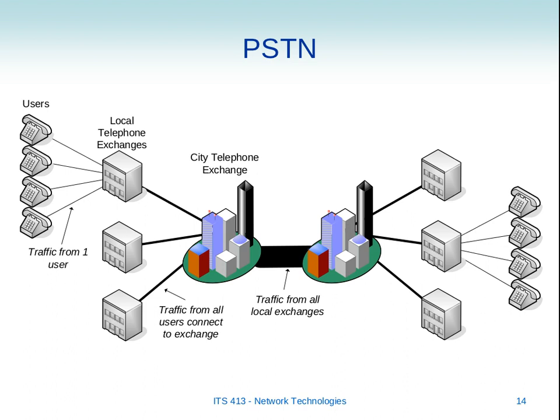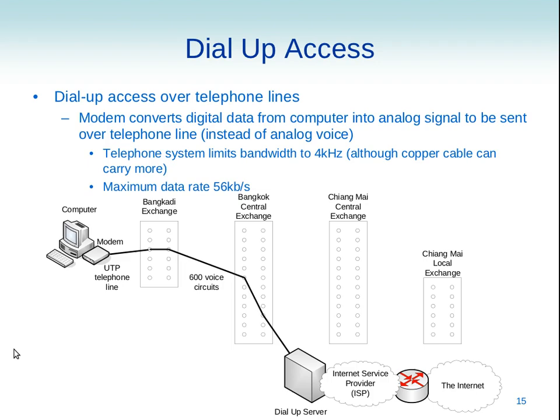So those are some basics about the public switched telephone network. Now, how do we get internet access via the public switched telephone network? Perhaps the original way was using dial-up internet access. The basic way it worked: we have our telephone exchanges. We still have my telephone line to the exchange. I have my computer now, not my telephone. And I have a modem.